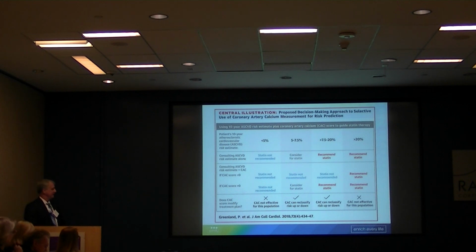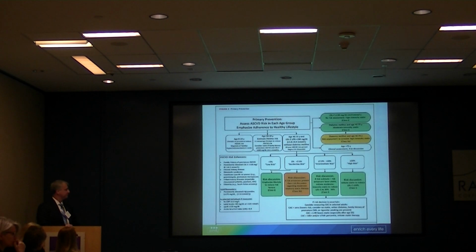20%. If their CAC score is greater than 0, consider a statin for that 5 to 7.5% group, and definitely in the 7.5 to 20% group. So a great decision table for how to utilize and incorporate CAC into your preventative health care for these individuals.